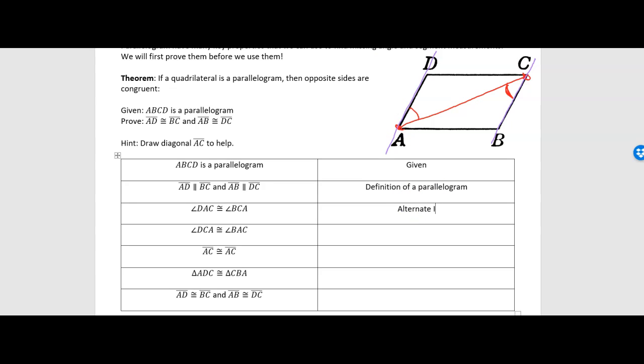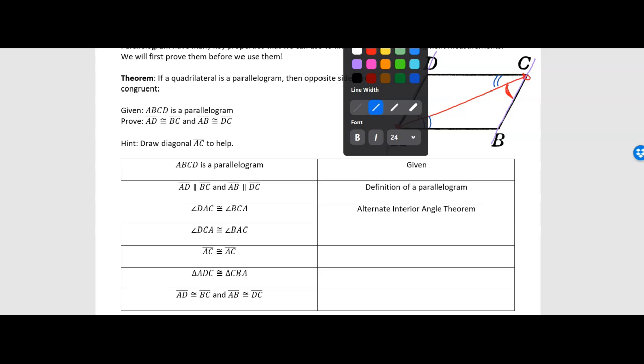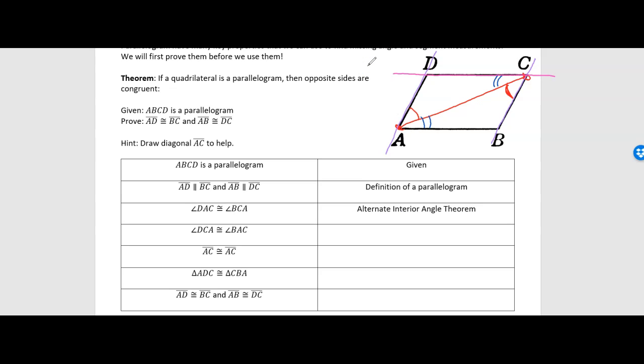So, alternate interior angle theorem. Now again, we had to show that those lines were parallel before we could use this. We are then told that angle DCA is congruent to angle BAC. Well, same idea. These two pink lines, we've already proved that they are parallel. So again, alternate interior angles are going to be congruent.